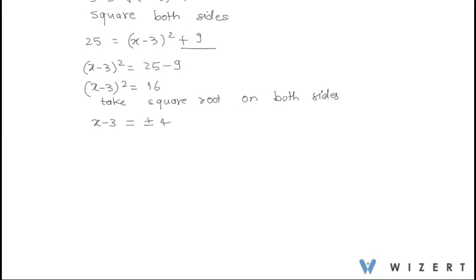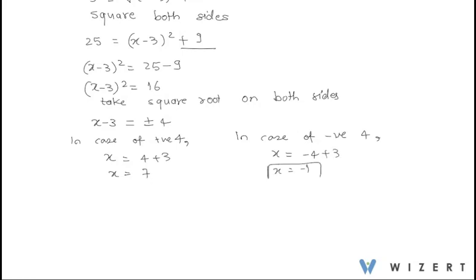So in case of positive 4, we get x equal to 4 plus 3, so we get x equal to 7. And in case of negative 4, we get x equal to minus 4 plus 3, which is equal to minus 1. So we get two values of x coordinate, which is 7 and minus 1.